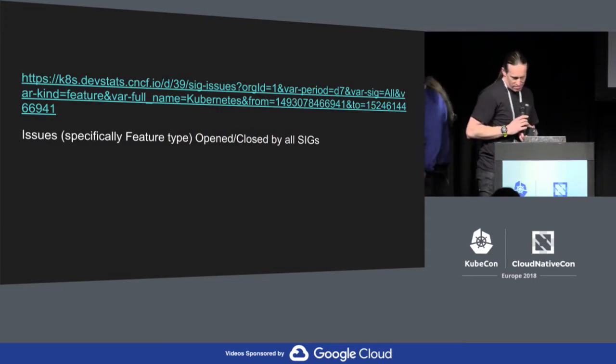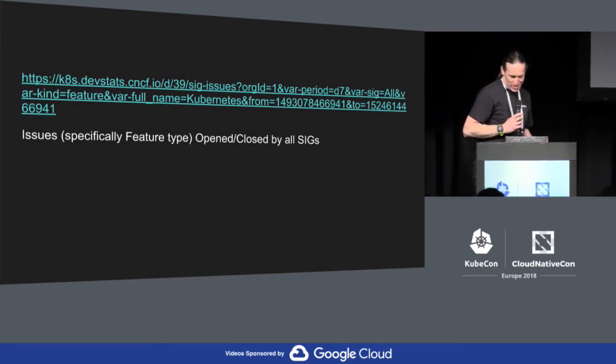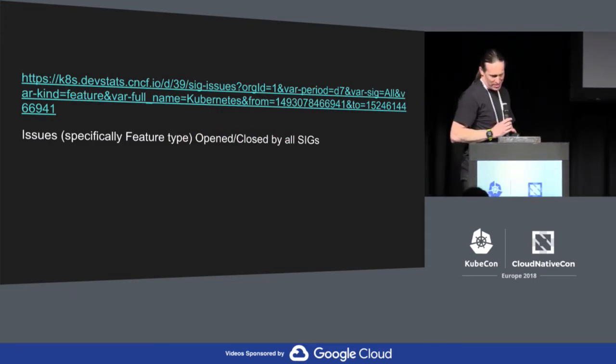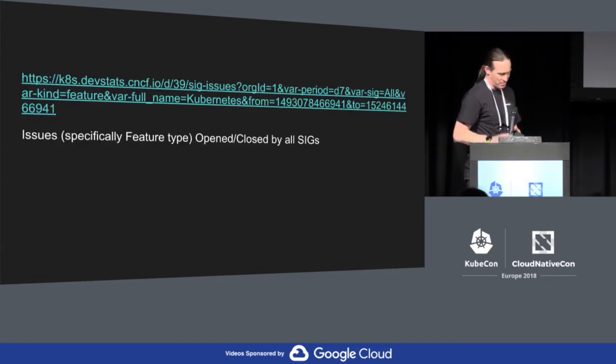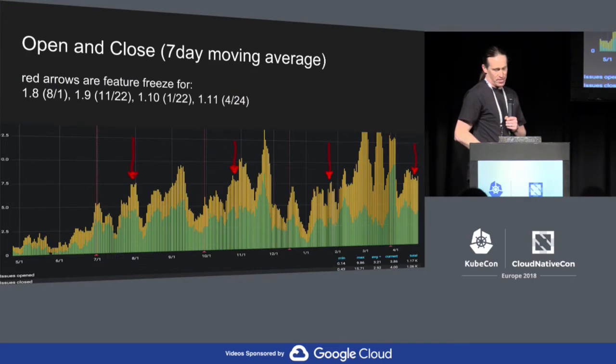So there's the shareable URL. I don't expect any of you to copy that down, but if you're looking at the issues open and closed by SIG, you can tunnel in specifically to feature type. And this follows on to what Aaron was showing. So even though SIG VMware was next to my name, I'm actually here thinking more with a sig-release and also a bit of contributor experience perspective.